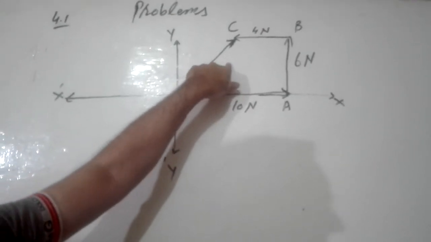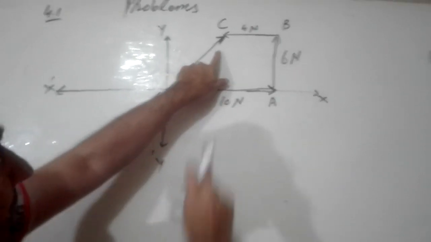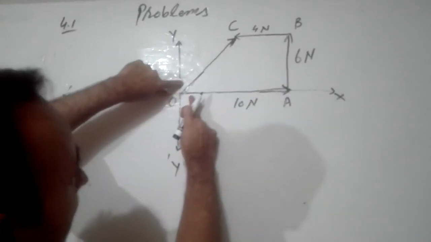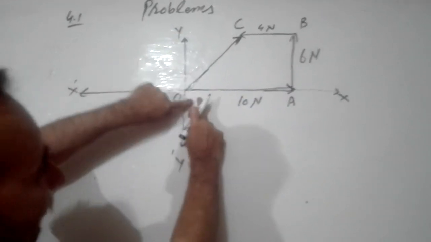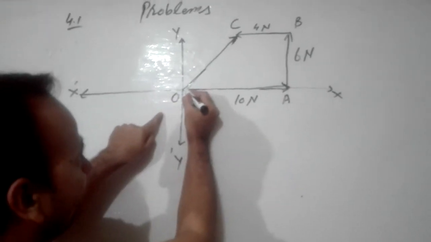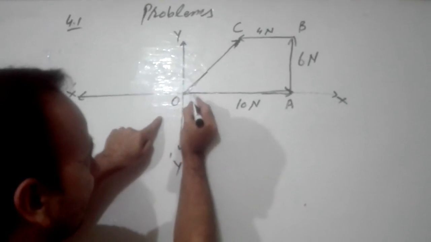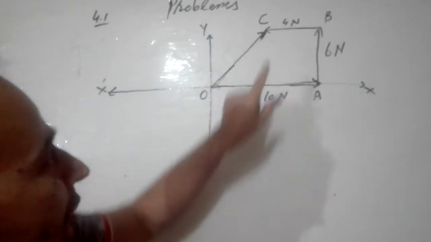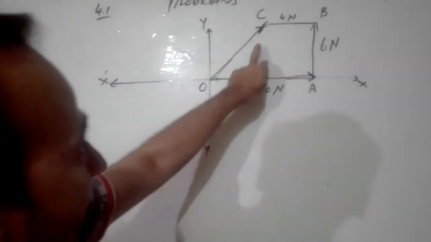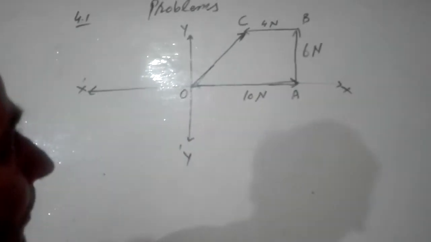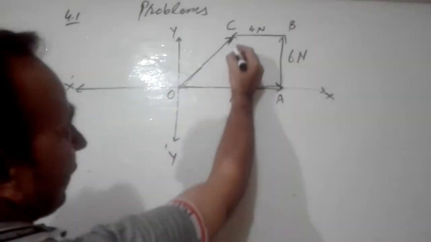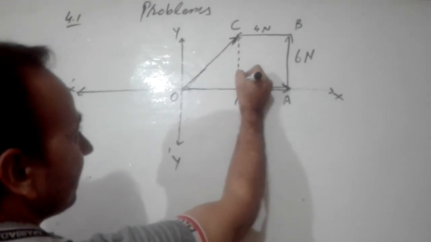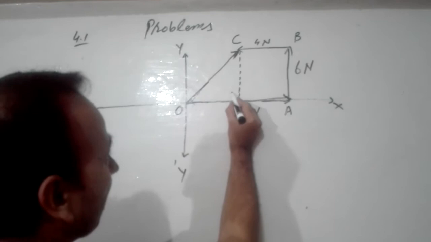Note down the property of resultant. I have told you, the head of the resultant coincides with the head of the last vector, and the tail of the resultant vector coincides with the tail of the first vector. This is the tail of the resultant, and it is the tail of the first vector. So OC is now our resultant vector. We have to find the magnitude of this OC vector. To find the magnitude, we can draw a perpendicular from here like this. Name it D.